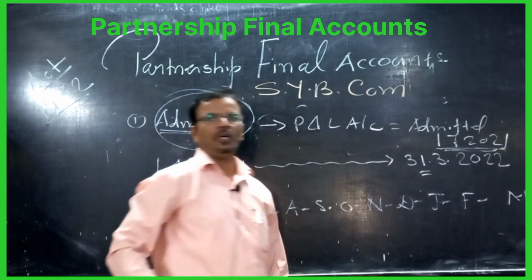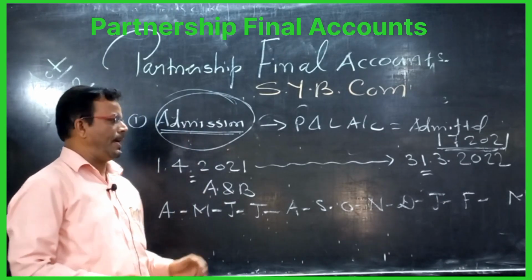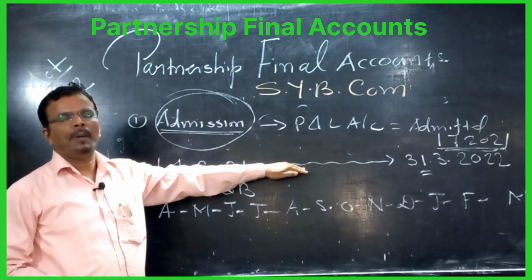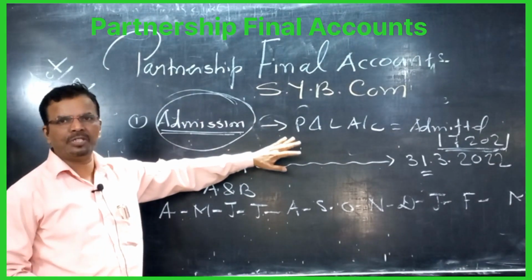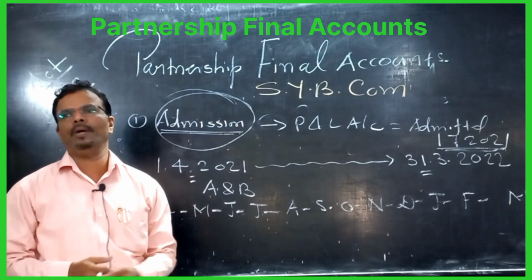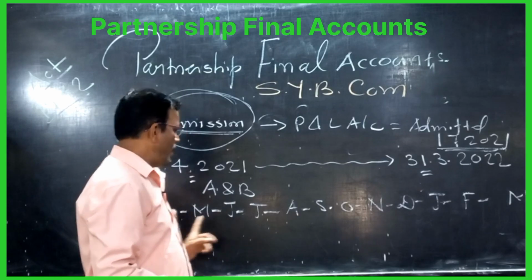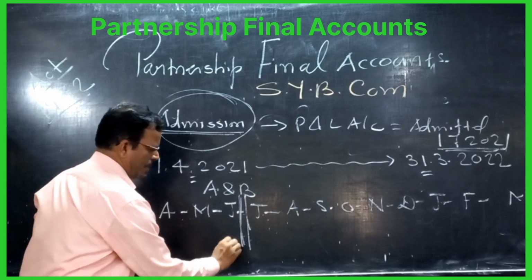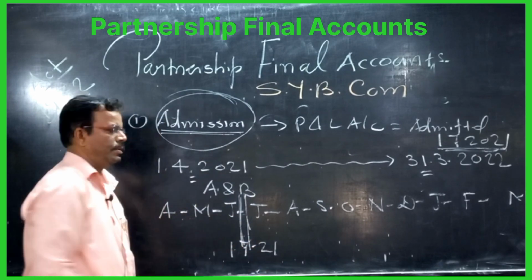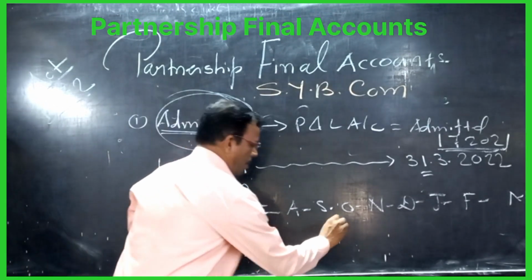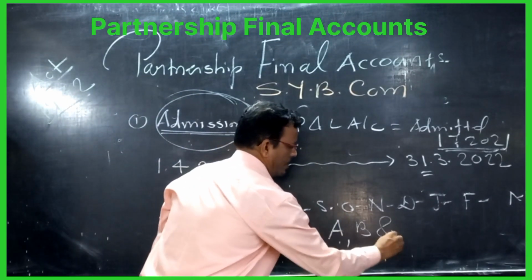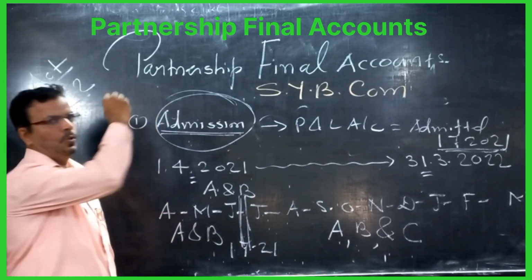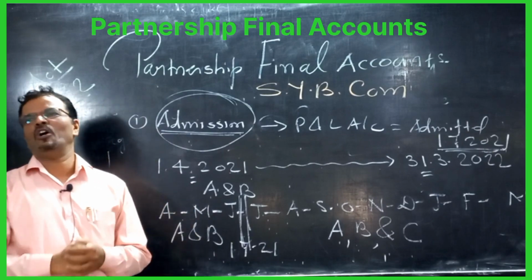March. So we always prepare this type of working note in SY BCom under the partnership final account, whether it is admission, retirement or death. This working we have to do. So I am writing months April to March. Now the partner is admitted on 1st July 21. C is admitted. So after admission of the partner, how many partners will be there? 3. Before the admission, how many partners will be there? 2. Because this is admission of a partner.